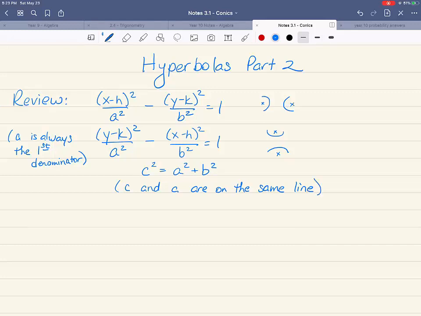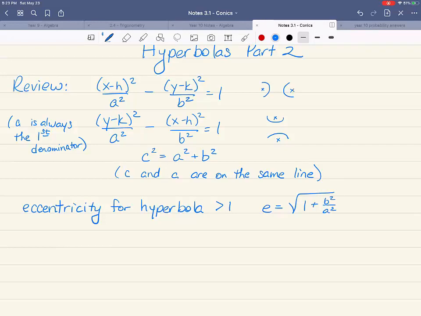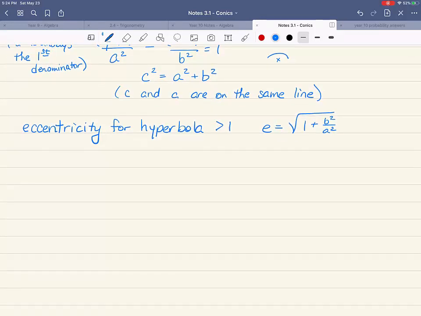A is the distance from the center to the curves in either direction. And c is the distance from the center to the focus in each direction. The eccentricity for a hyperbola, and remember that e is always greater than 1, is found by this formula. E equals the square root of 1 plus b squared over a squared. And that's how you calculate the eccentricity. So let's do an example of finding these new features.